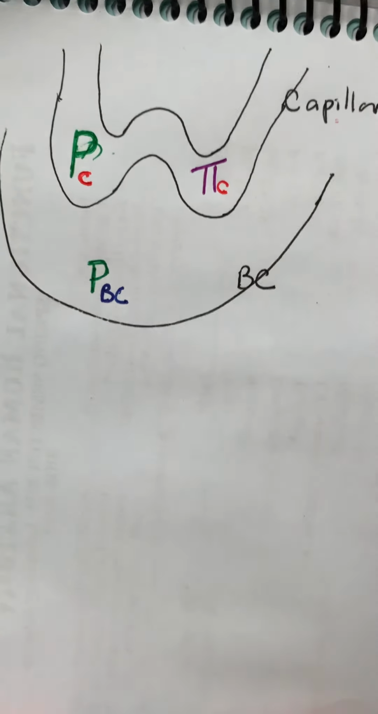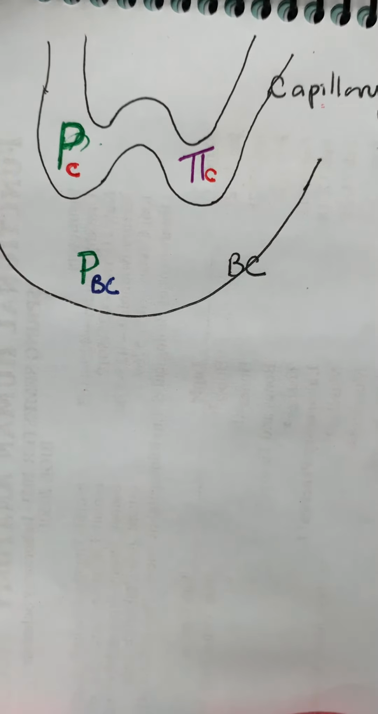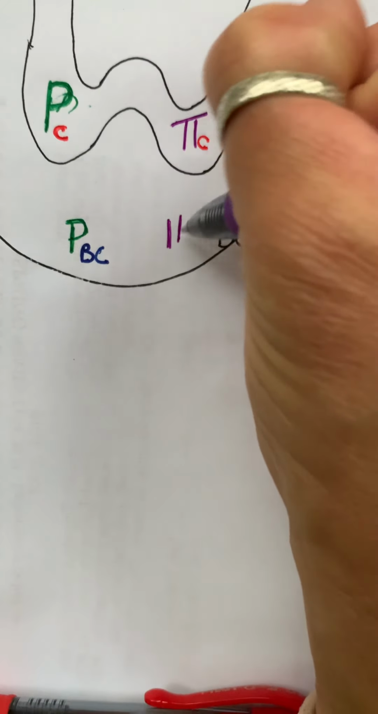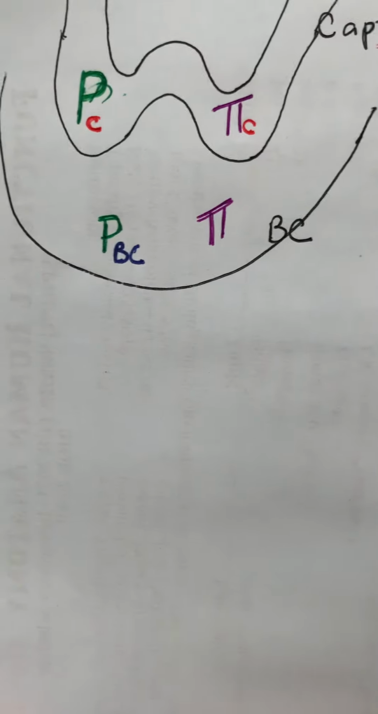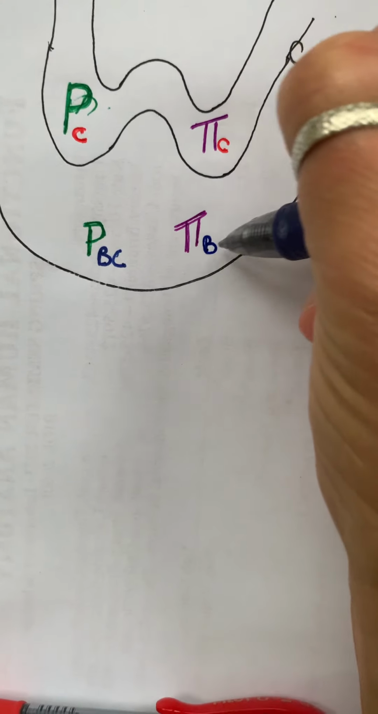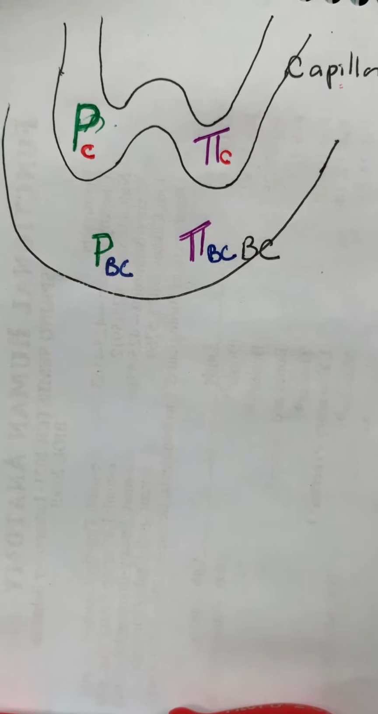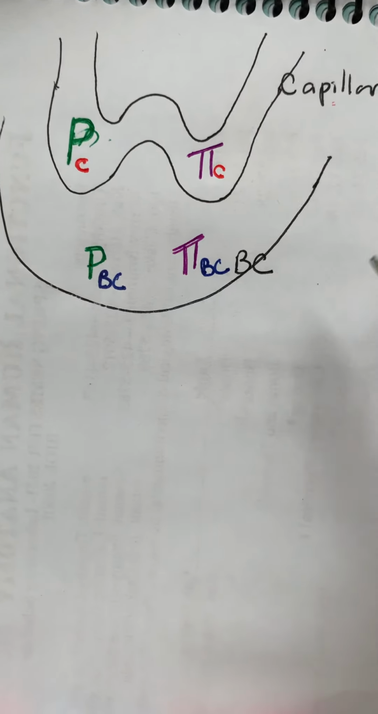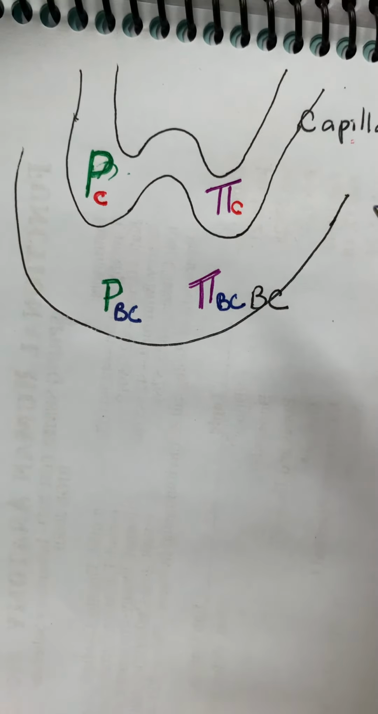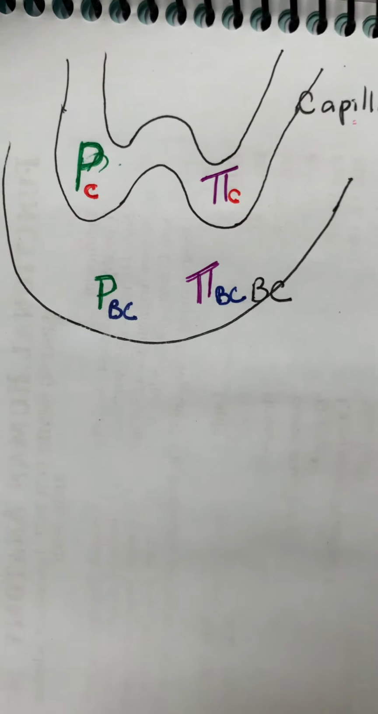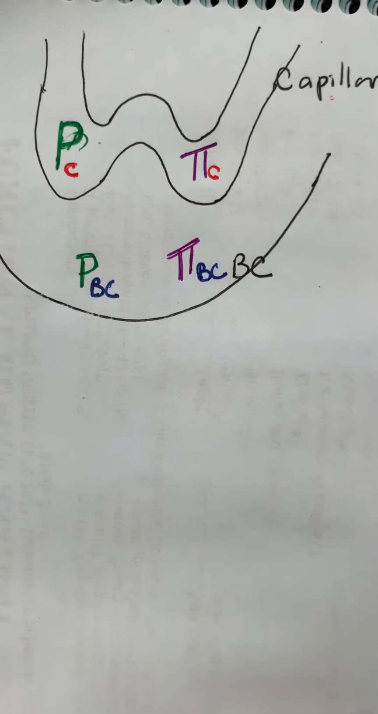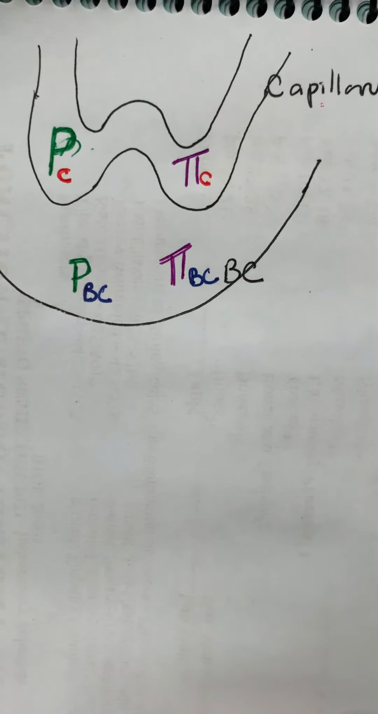Compare that to the hydrostatic pressure of the capillary. The osmotic pressure inside the Bowman's capsule, so let's use a purple for the osmotic pressure, according to our key. And then we're going to use blue for the Bowman's capsule as our subscript. Okay, so we've got our four forces and their appropriate locations, and now we want to think about the overall direction that they're going to be pushing fluid or pulling fluid.